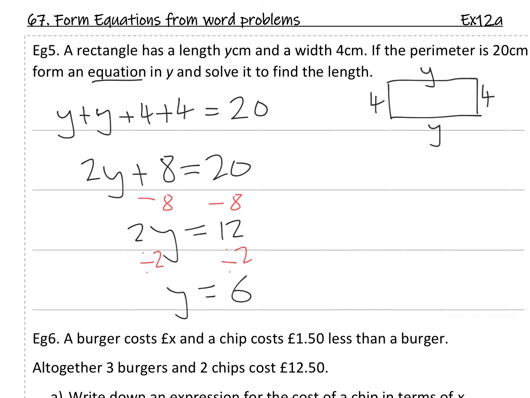You can check your answer, especially when there's a context. We've got 6 and 4 is 10, another 6 and 4 is 10. That would make 20 for the perimeter, so that's right.